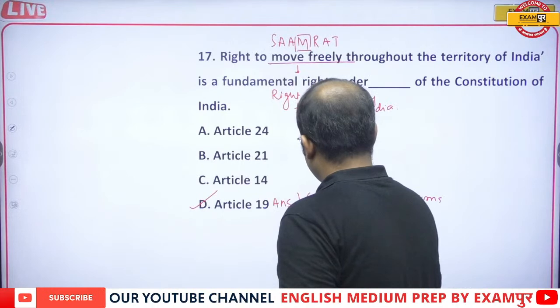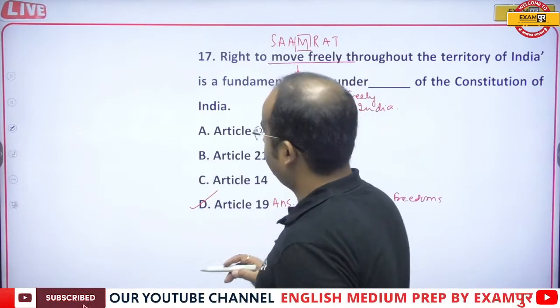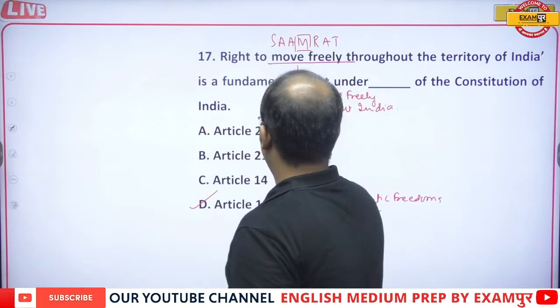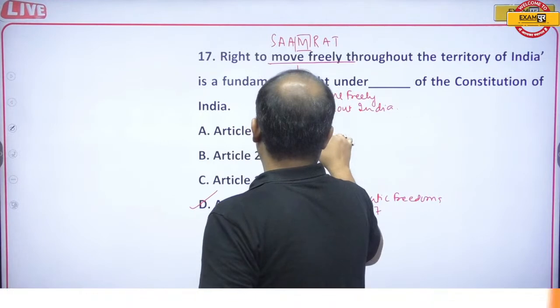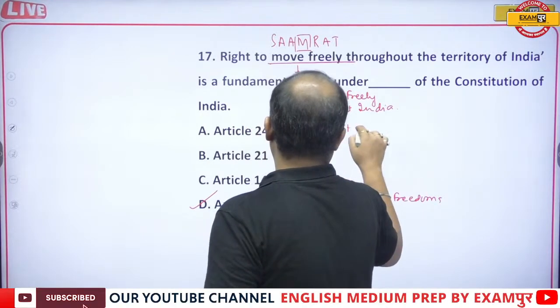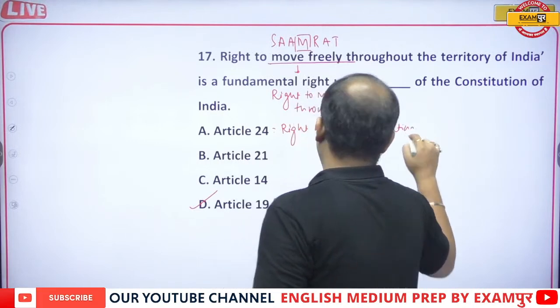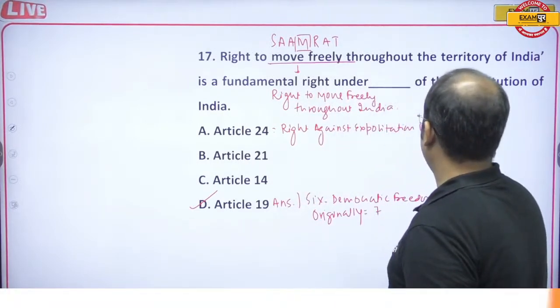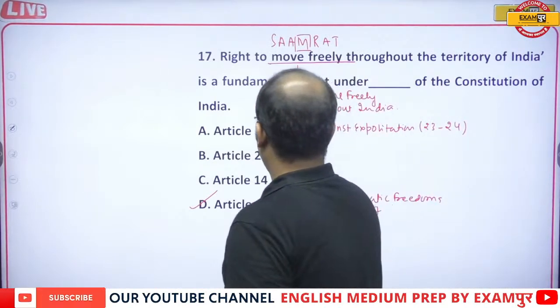Originally, it was 7 democratic freedoms. Right now it is 6. Then right against exploitation. It was in Article 23, 24, then Article 21.